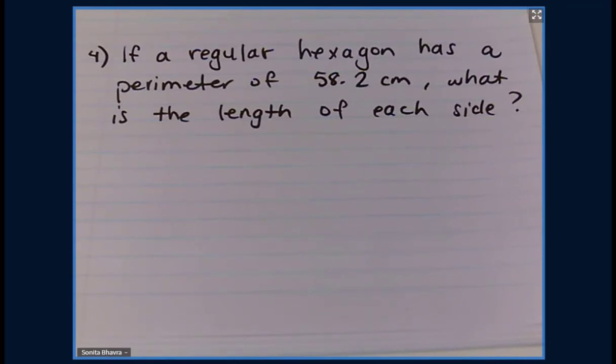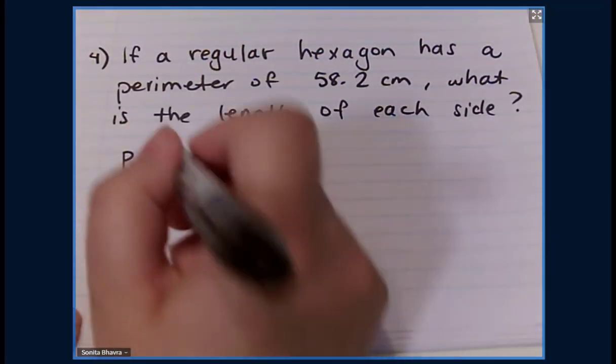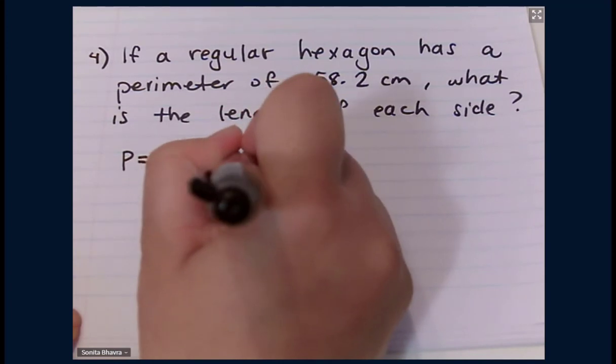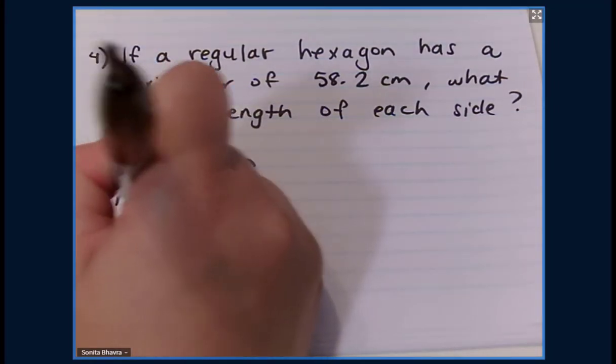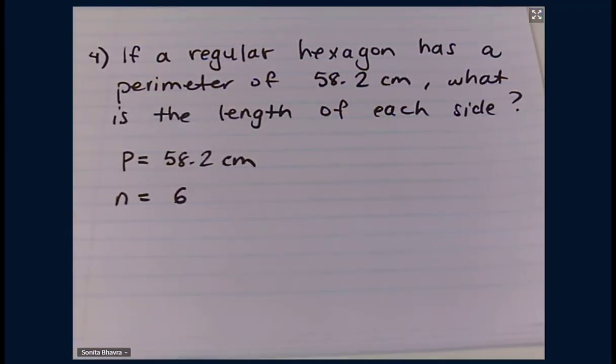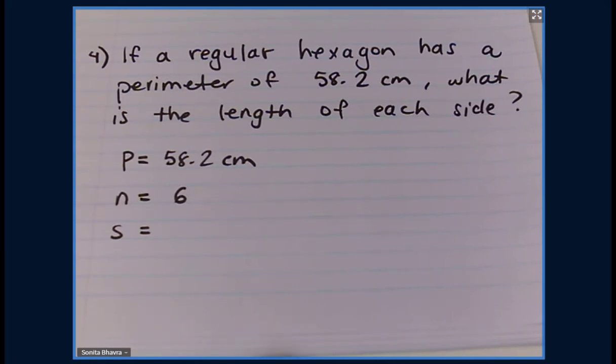Okay, so our next example, we have a regular hexagon that has a perimeter of 58.2 centimeters. What is the length of each side? So we know the perimeter is 58.2, and we know it's a hexagon, so therefore we know that the number of sides is going to be equal to 6. And then what we need to figure out is S, the length of each side.